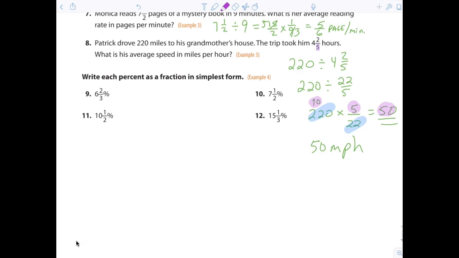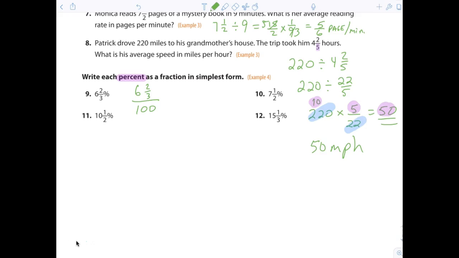Okay. Now, I want to see who's remembering this word. Percent means what? Out of 100. Percent means out of 100. Hear me, guys. So if I'm going to write this as a fraction, you're going to write 6 2/3 divided by 100. That's where you're writing it. All right? Everybody see that?